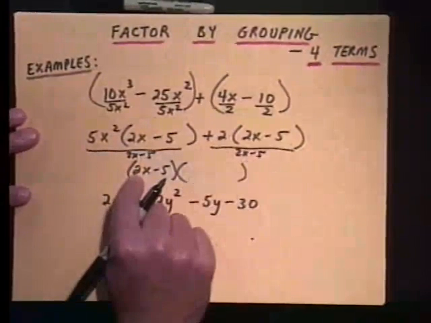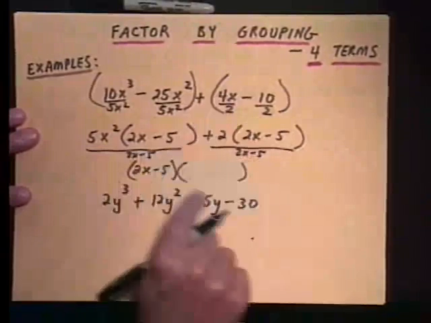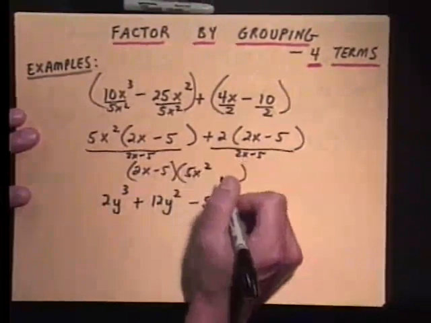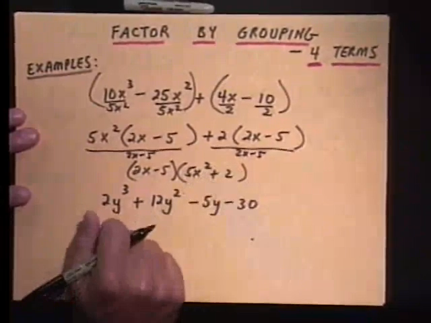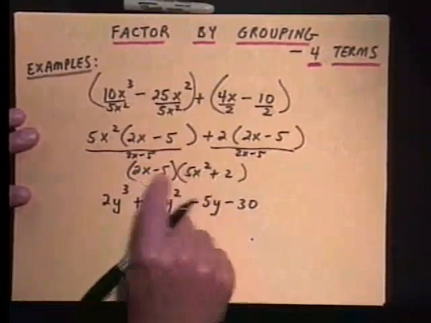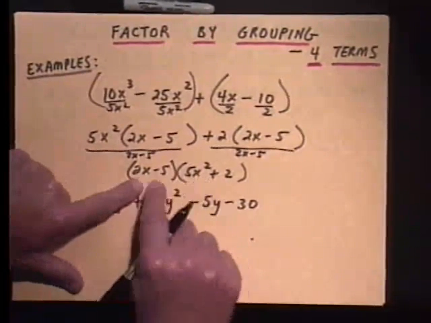And I always put the greatest common factor as the first part of my answers in all these. All right, so I'm left with 5x squared plus 2. Right? Now, anything in common in these parentheses? No. So life is good. And if I FOIL this, watch what happens.